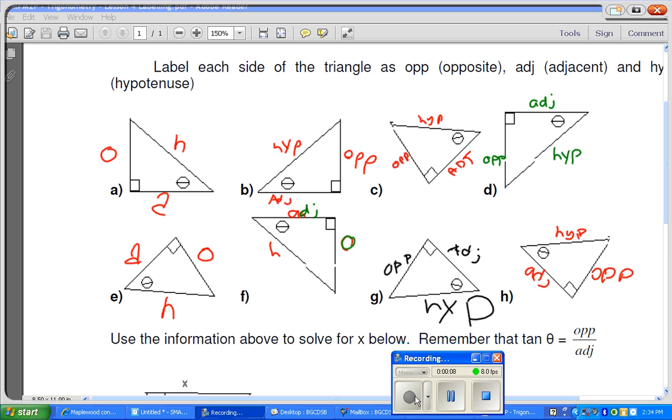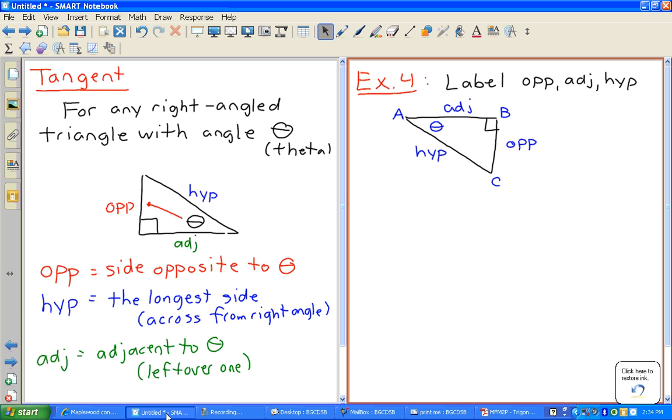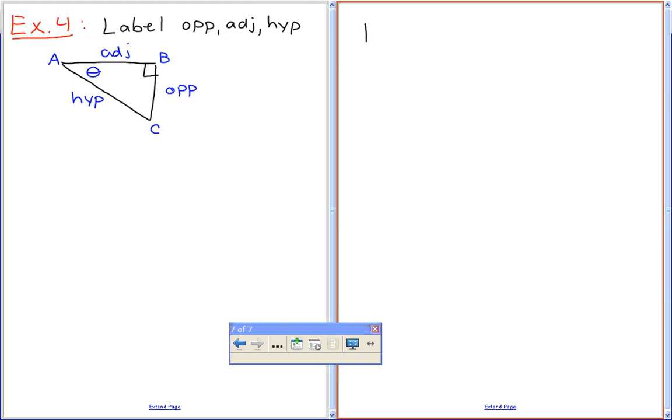Okay, this is a little bit of calculator time. This is why I need everyone to have their calculators with them always, because we're going to talk about a new button on the calculator called tan. There's a button on your calculator called tan. Probably in second function.